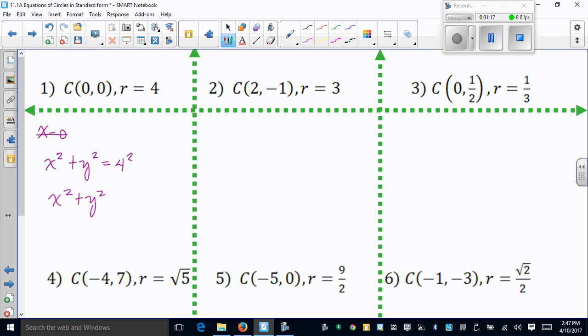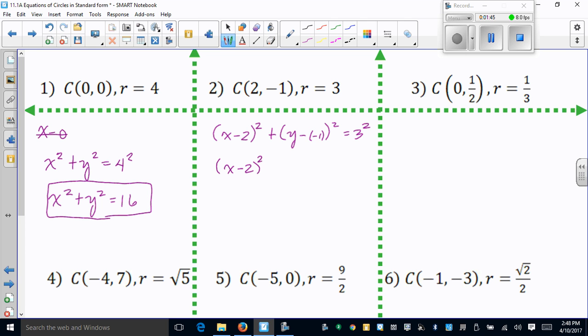Okay, so the next one. So we have x minus 2 squared plus y minus a negative 1 squared equals 3 squared. So this gives us x minus 2 squared plus y, two negatives make a positive, plus 1 squared equals 9.